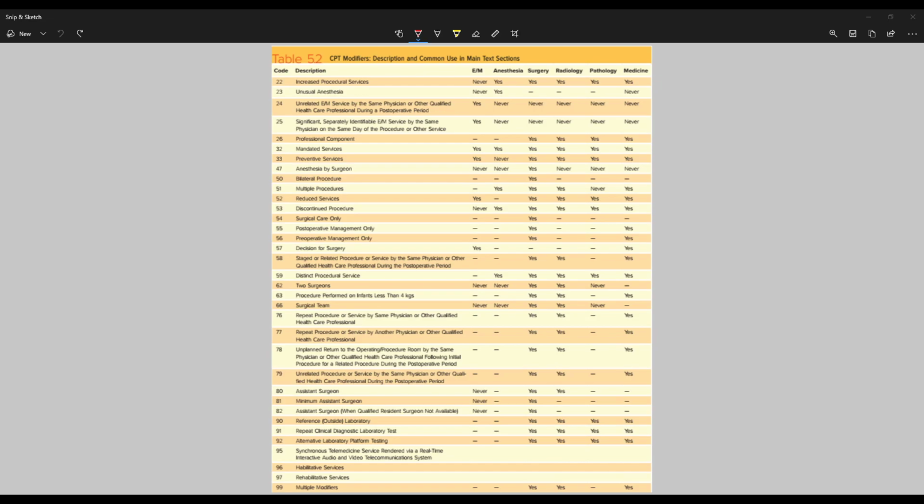We can see something else like modifier 26. Modifier 26 is not explained very well on this chart, but we're essentially using that to show a repeat procedure, for instance. Okay.